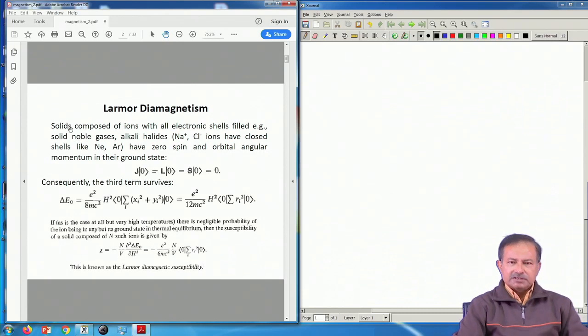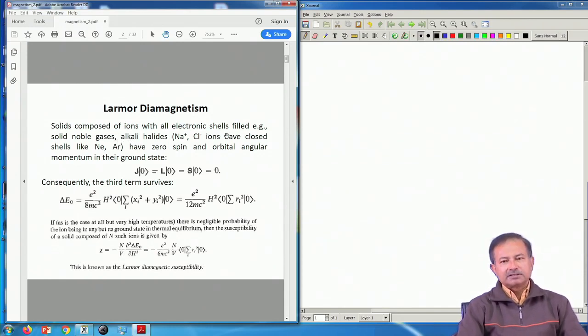The Larmor diamagnetism, as I said, comes from the last term, and it is to be calculated. It is there in every atom, every ion, and it is to be calculated when L, J, S are all zeros. Then there is no contribution from the first 2 terms. So, when does one encounter such a situation? I will give you a list of such atoms, but look at the noble gases, for example, in solid state.